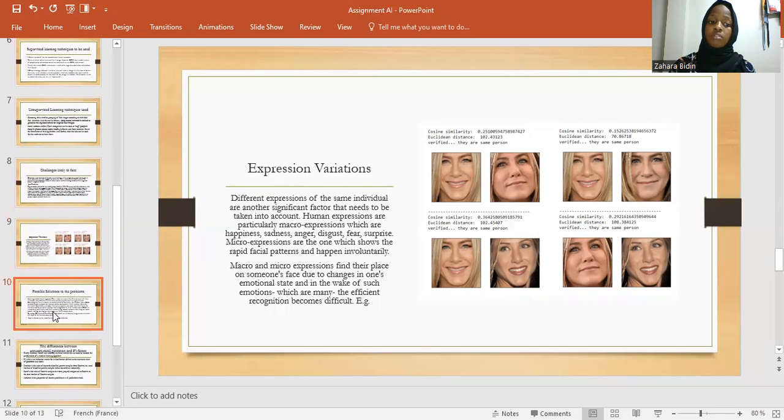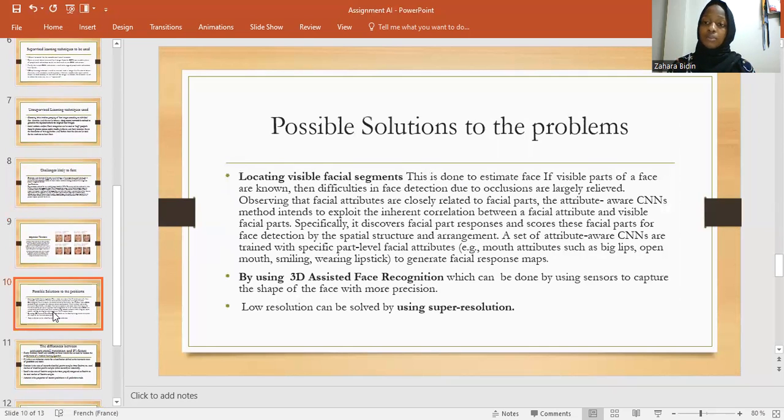So the possible solutions to the problems could be locating visible facial segments, and this can be a solution to occlusion. This can be done to estimate if the visible parts of the face are known. If the person is having a mustache, you can know the nose and the eyes, since the occlusions are largely revealed.